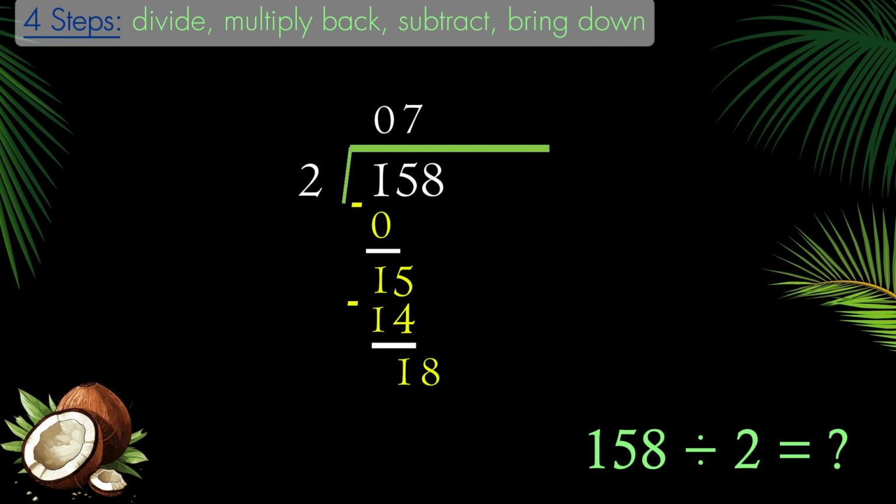Now we have 18. One more time. 18 divided by 2. 9. 9 times 2. 18. 18 minus 18. 0. No more numbers to bring down. We're done. So the final answer is 79.